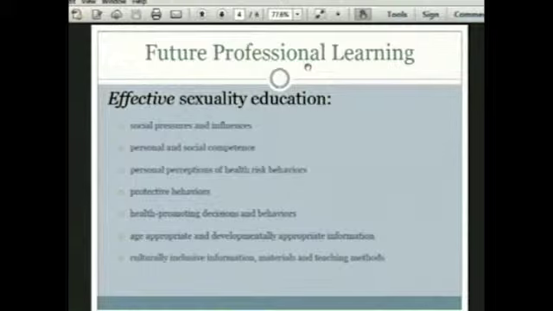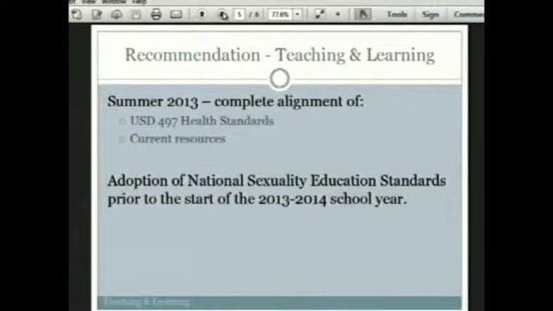The National Sexuality Education Standards also focus on providing students with knowledge and information that supports health-promoting behaviors and decision-making abilities, all the while in a format that is age-appropriate and developmentally appropriate, using information and teaching practices, materials, and resources that are culturally inclusive. So this all fits within the other goals that the board is working towards at this time. The next I have for you.